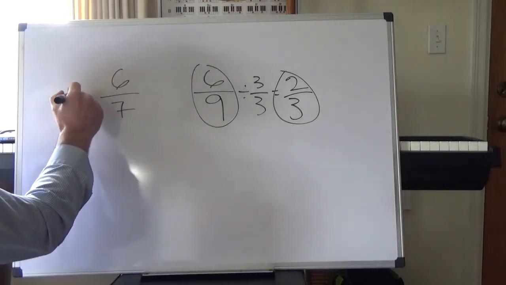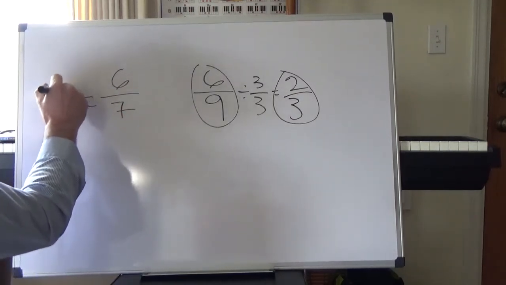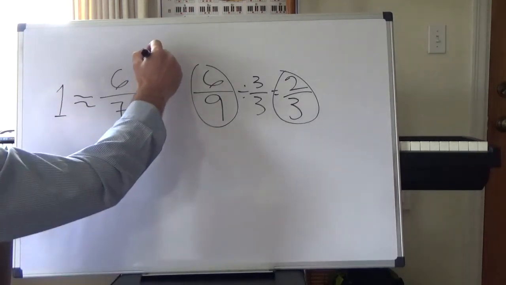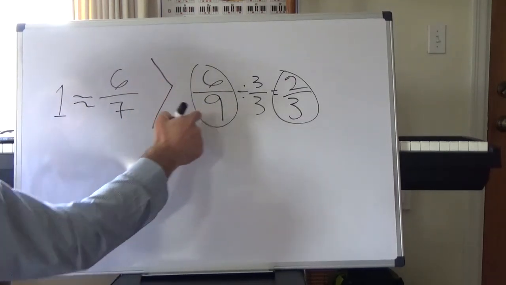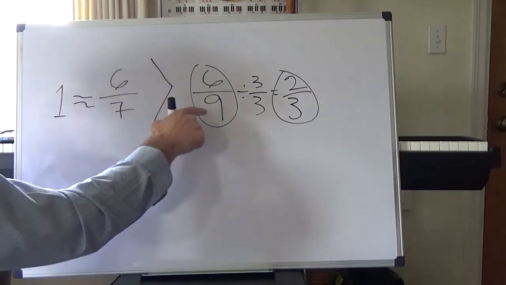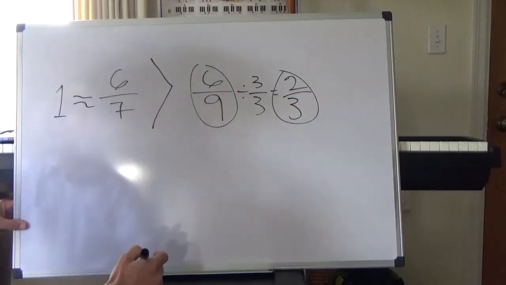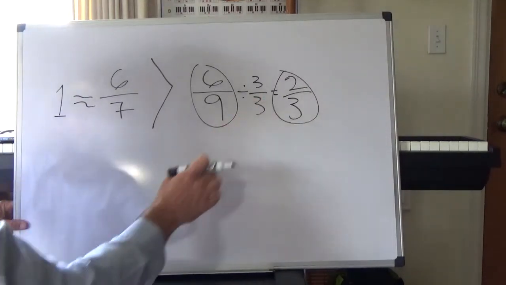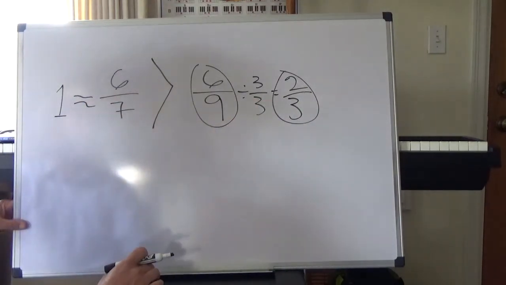6/7 is kind of close to 1. And so 6/7 is greater than 6/9. This is almost a whole. This is just above a half. In fact, it's equal to 2/3, and I know 2/3 is not necessarily almost a whole.